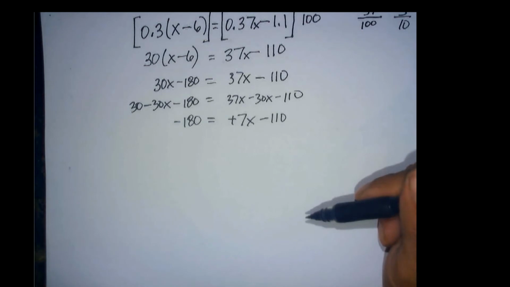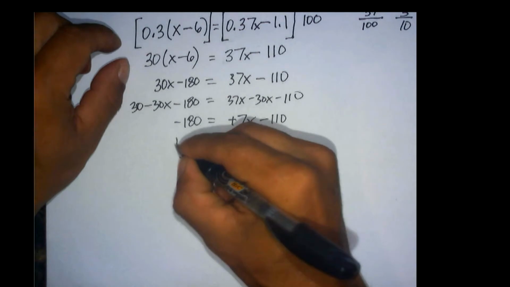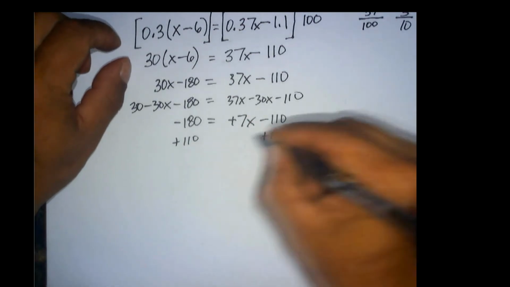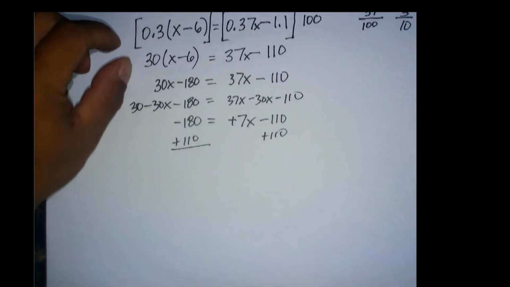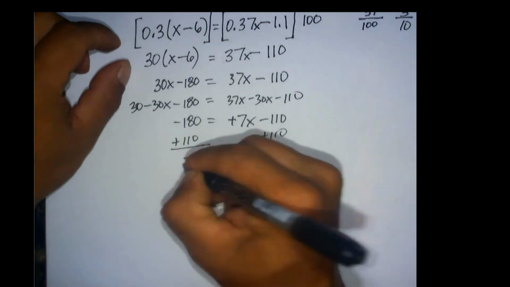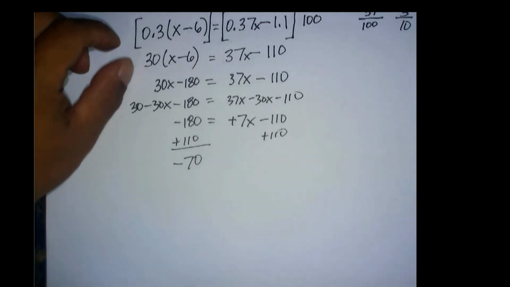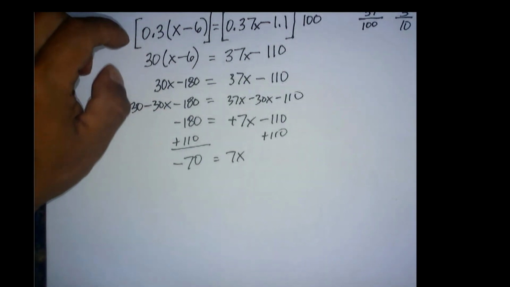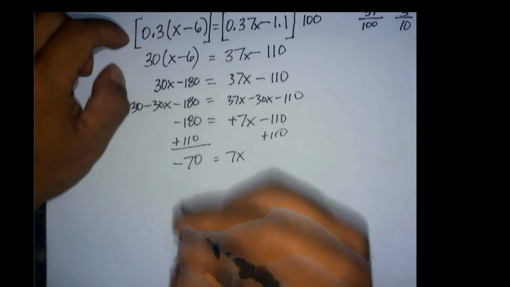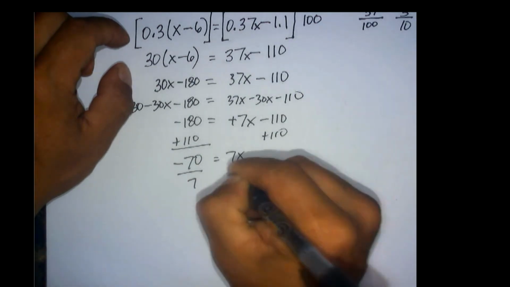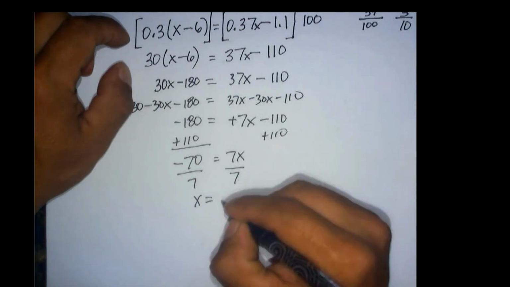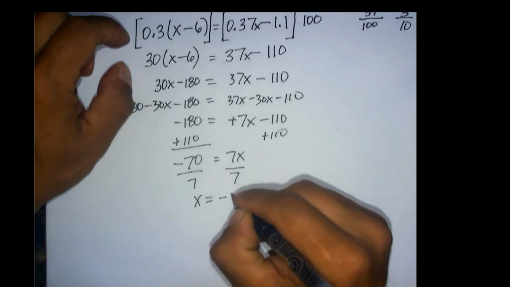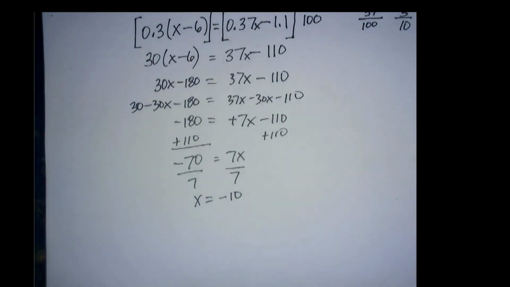We're going to add 110 to both sides, and you'll see how pretty this looks. So 180 minus 110 is 70, but it's negative, because 180 is bigger than 110. Divide both sides by 7, and x is equal to negative 10.